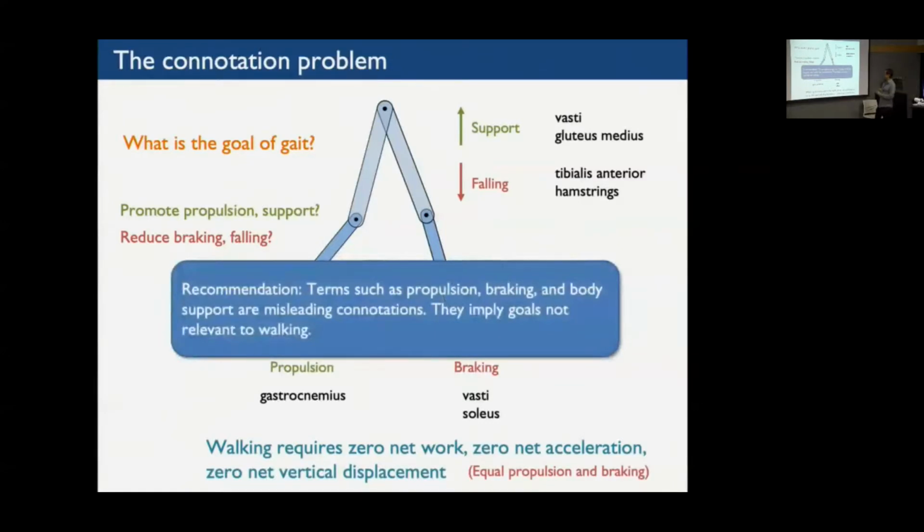Okay, so what's my recommendation? I think these are misleading or maybe misdirecting connotations. They imply goals that we don't have in walking. So if that's not the goal, let's not use terms that sound like they are goals.